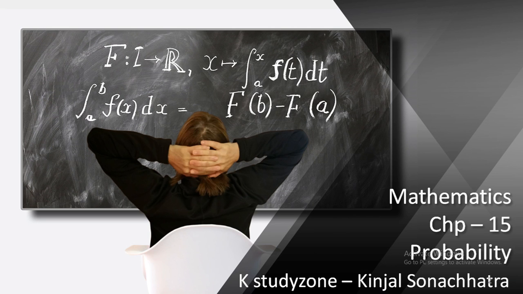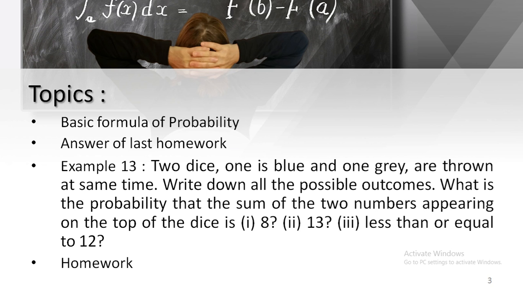This is the 19th tutorial of probability, chapter 15 of standard 10th. In the last session we discussed example 12 and in this session we will discuss example 13. So don't waste time, let's go to the session. Today's topics are the basic formula of probability, the answer of the last homework, example 13 and obviously homework.